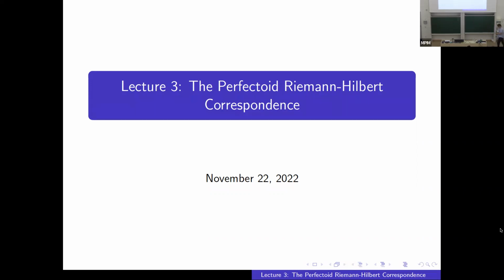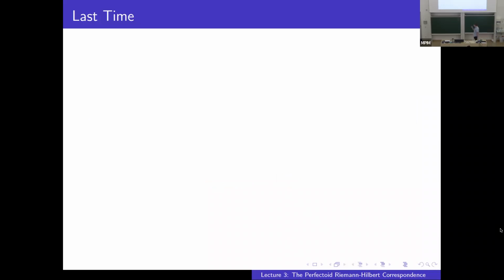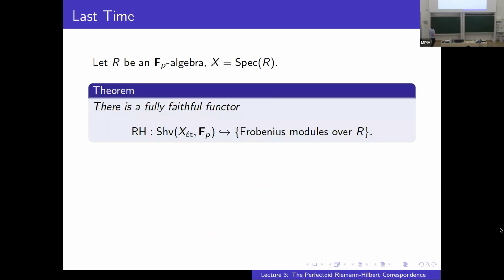All right, so let me begin with a brief recap of last time. Last time the setting was we had an F_p-algebra R, X was its spectrum, and I described to you a construction that took p-torsion étale sheaves on X and out of them made Frobenius modules over R, and that was some fully faithful embedding. I'm denoting it by RH because I'm thinking of it as something which solves a characteristic p version of the Riemann-Hilbert problem from the first lecture.